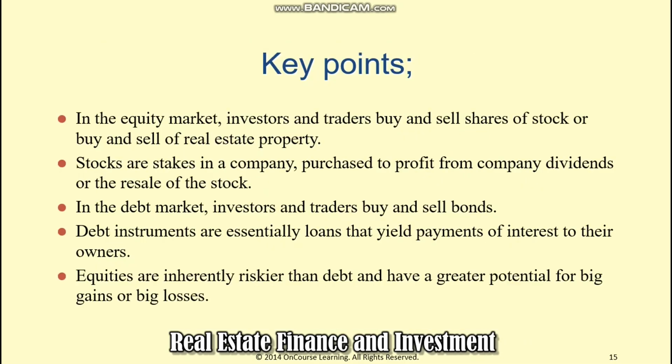Key points here are: in the equity market, investors and traders buy and sell shares of stocks or buy and sell real estate property. Stocks are stakes in a company purchased to profit from company dividends or the resale of the stock. In the debt market, investors and traders buy and sell bonds. Debt instruments are essentially loans that yield payments of interest to their owners. And equities are inherently riskier than debt and have a greater potential for big gains or big losses.